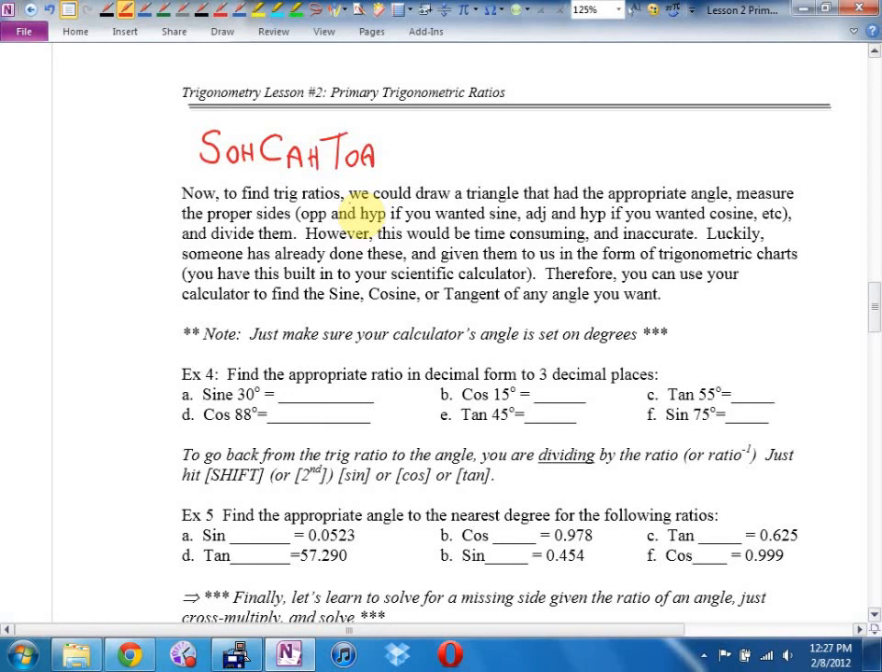Now, for a while, to find trig ratios, you would draw a triangle that had the appropriate angle. You would carefully measure the sides and then divide them. But this would be time-consuming, and it was fairly inaccurate. Luckily, someone has already done these, and they gave us these in the form of trig charts. When my parents were in high school, they were given a chart that had every angle from 0 to 90 degrees. It had the sine, the cosine, and the tangent to like 5 decimal places.